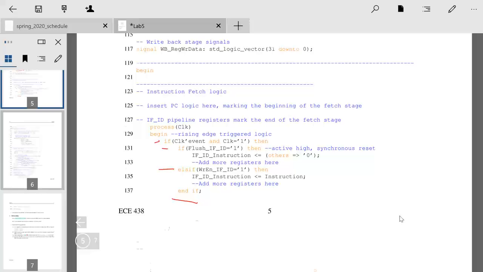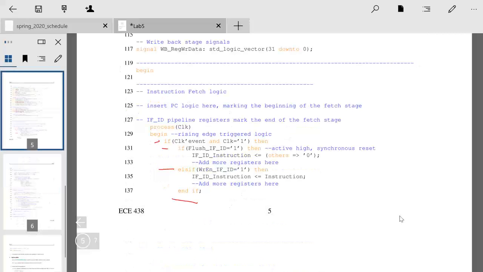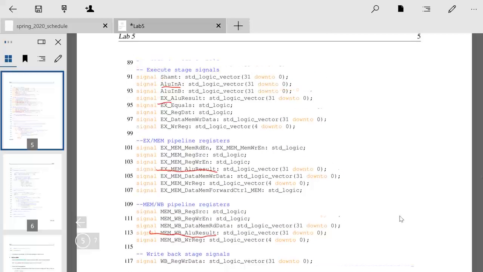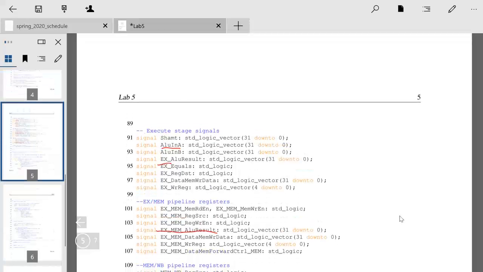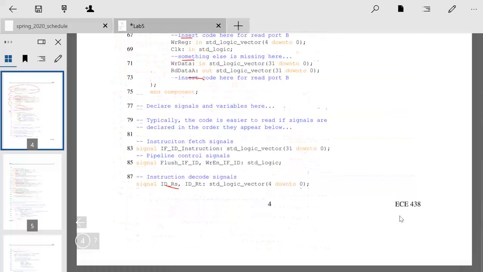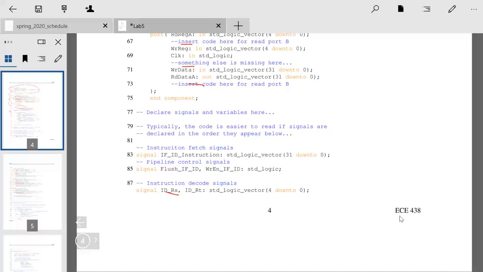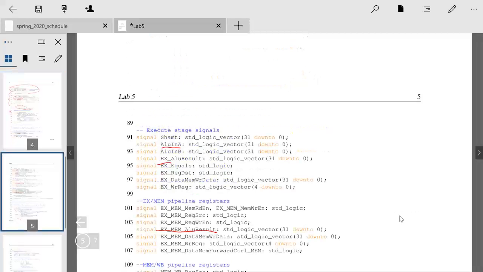So that's your first pipeline register, and of course I also have a note to add more registers here because we have to add the PC+4 register. It doesn't look like I provided the signal declaration for that one, so you'll have to come up with that. I did it for the IFID instruction here, and the flush IFID and write enable.